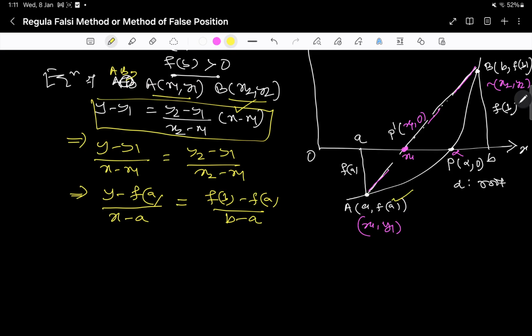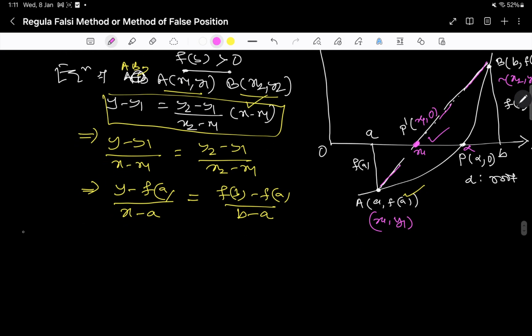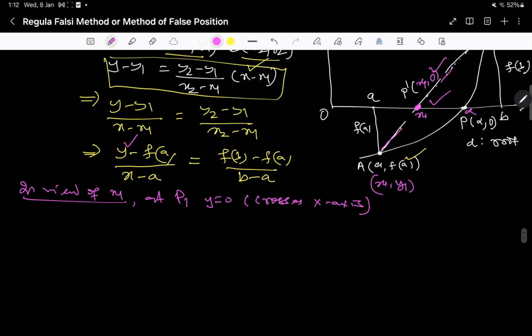Next, you see x1 is my first approximation. Now in view of x1, at point P1 the y coordinate is 0, right? At P1, y is equal to 0. It crosses the x-axis. So what will happen? Substituting y = 0 here, this will give me -f(a)/(x - a) = (f(b) - f(a))/(b - a).